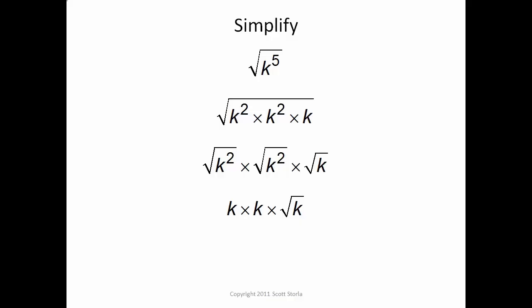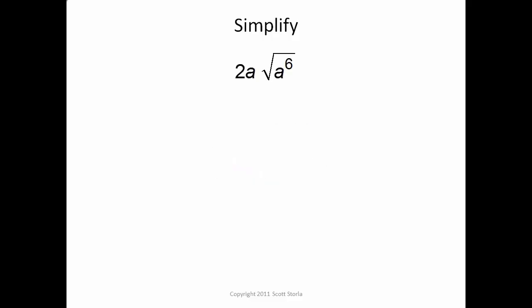Using the idea of inverse operations, each of the square root of k squareds is just a single factor of k. Multiplying the two factors of k, I get the final product, k squared square root of k. Try this one.